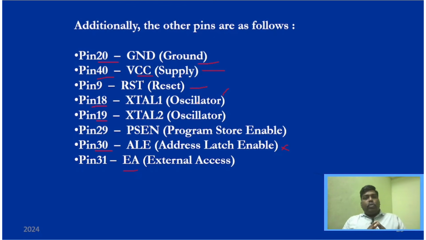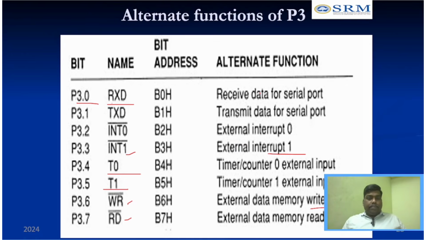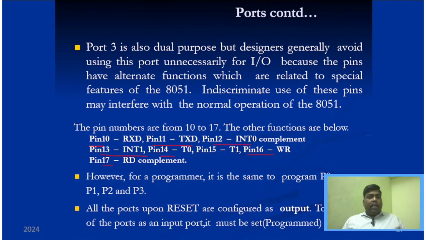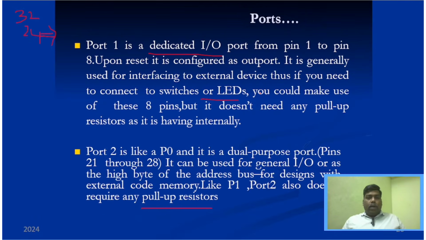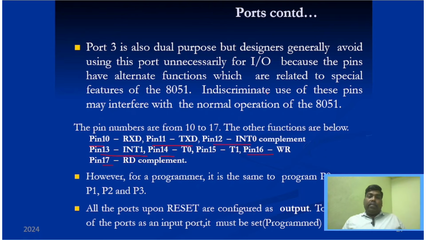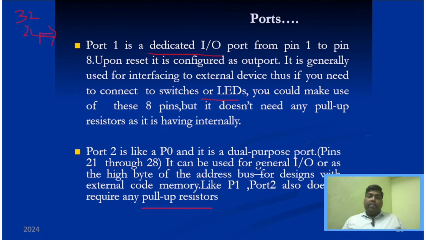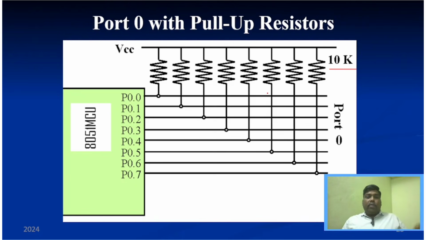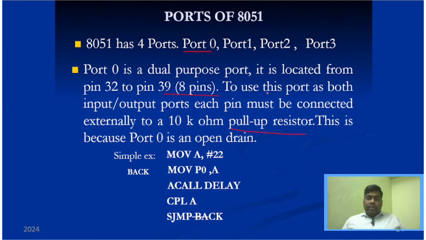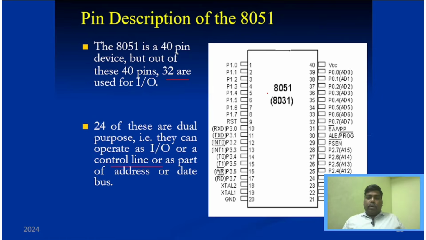So all you have to do is understand the different ports and the different pin numbers. Those pin numbers are very important. For port 0, the pin numbers are from 32 to 39, right? And similarly for port 1, you have a different set of pins, and for port 2, it starts from pin 21 to pin 28, and similarly port 3 has a different set of pins, right? And everything is shown in this diagram itself, so that you can understand very easily which port refers to which pin number.